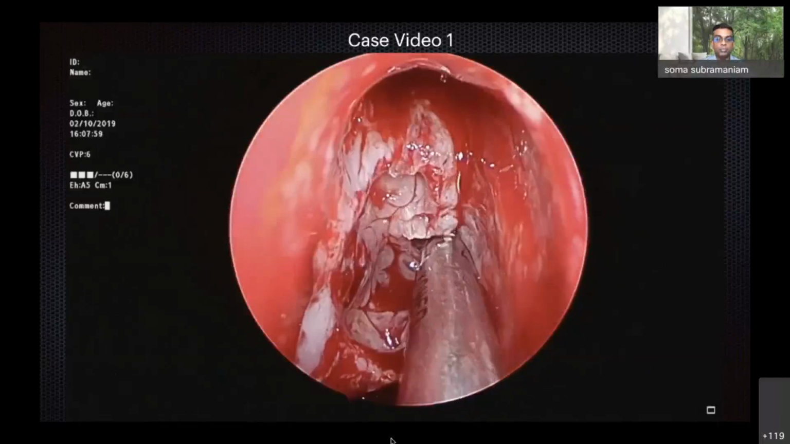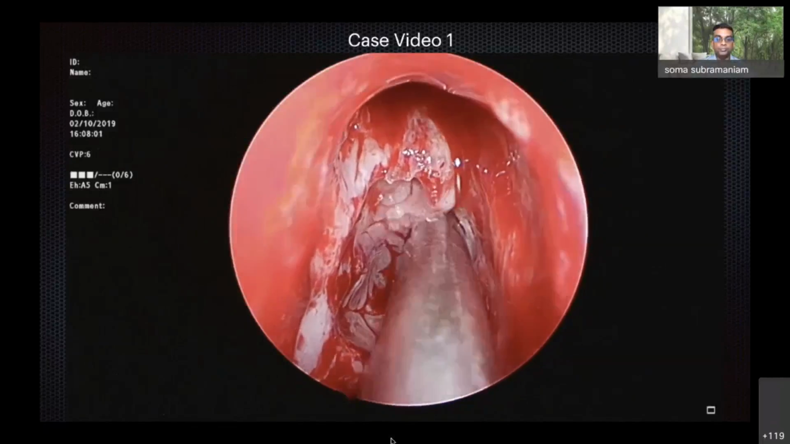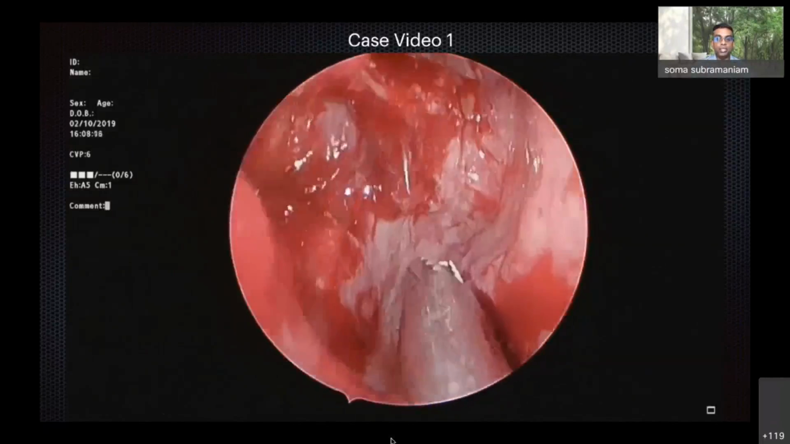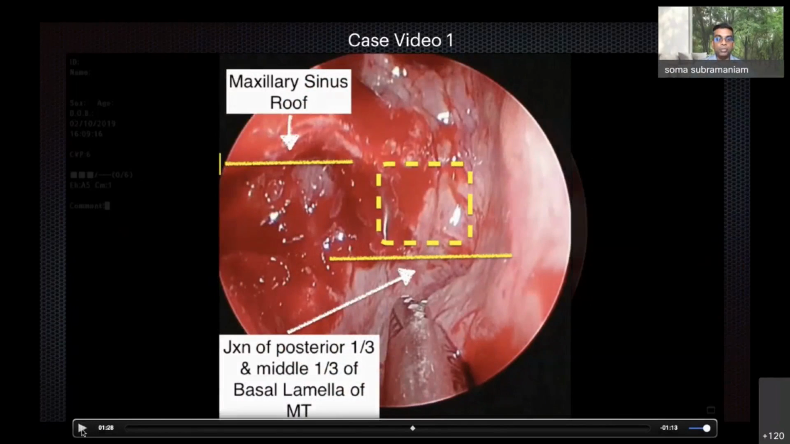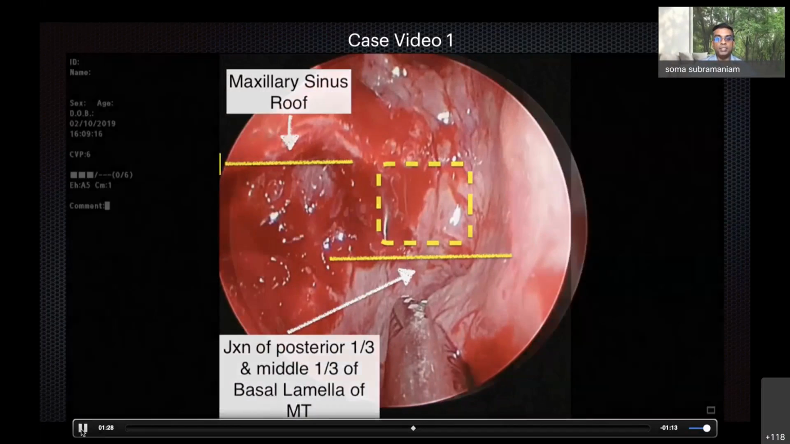So this is the ethmoid bulla that we're taking down now. This is just part of the full house FESS. Now, where do we puncture through into the posterior ethmoids? You don't want to go above the line of the maxillary sinus roof, and you want to stay above the lower third of the basal lamella of the middle turbinate because you don't want to destabilize it.